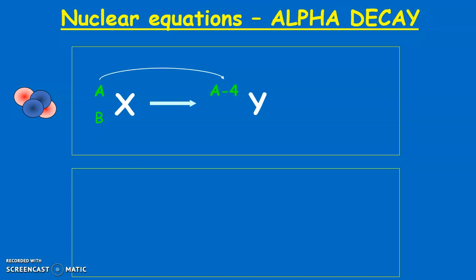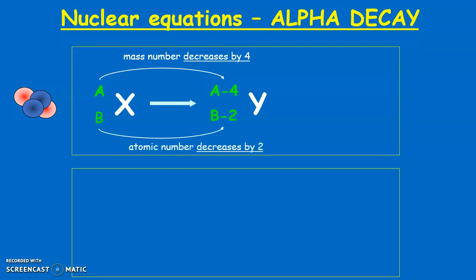The mass number reduces by 4 because we've lost 2 protons and 2 neutrons. So we've reduced the mass number by 4. We also decrease the atomic number by 2 because an alpha particle is 2 protons, 2 neutrons. It's lost 2 protons. And we refer to the alpha particle as a helium nucleus, He 4 2.